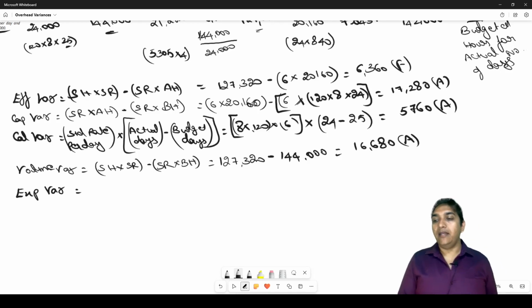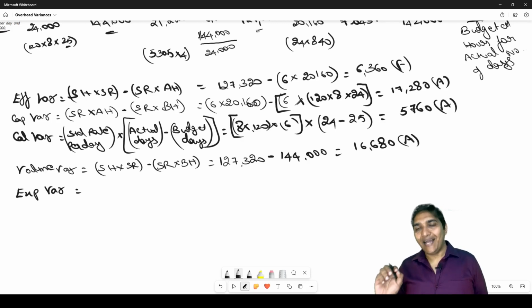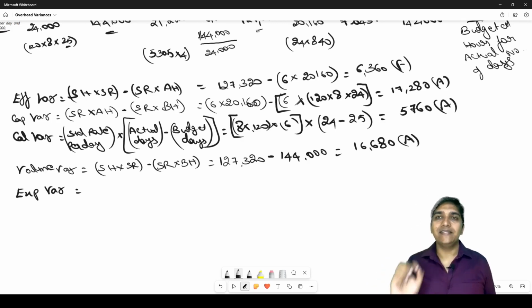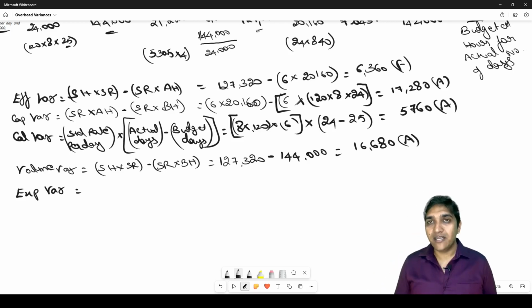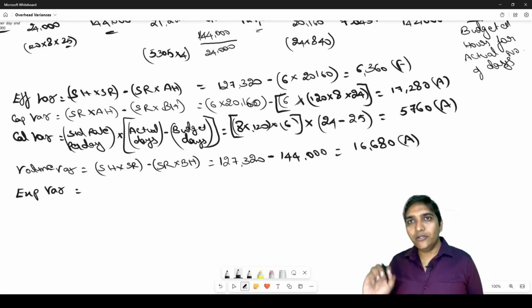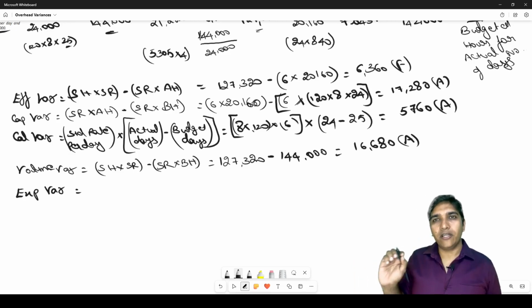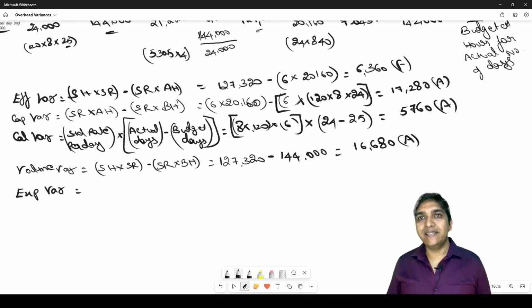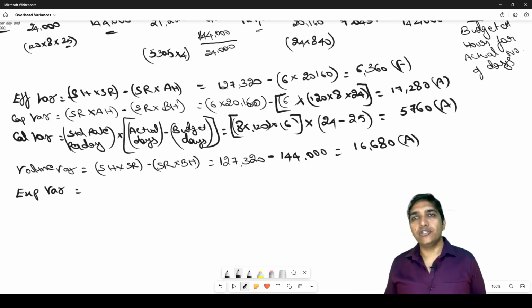I am repeating myself again. I am using the shortcuts. I am not writing the full names, but please write the full names in the examination. Do not write like me. This is only for your understanding, so that we do not utilize our time on writing long words. In the examination, please write the complete word, and when you are practicing also, I would suggest you to use the complete word.